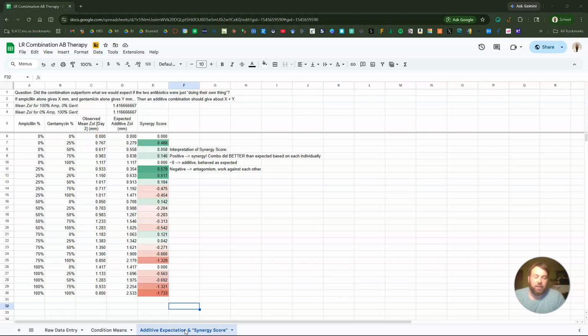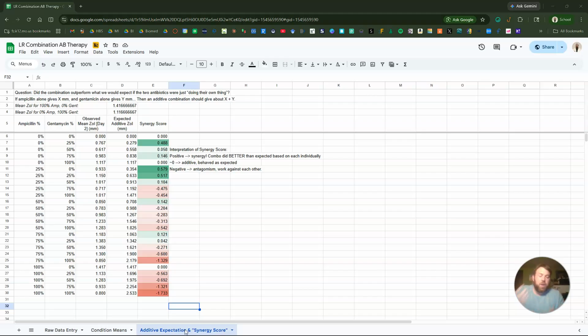If, let's say, we were to add ampicillin into a plate and we expected a zone of inhibition of 1 millimeter, and we added gentamicin to a plate and we expected a zone of inhibition of 2 millimeters. Well, by the transitive property, we should expect that if we add those two together, it would be 3 millimeters of zone of inhibition because they should work independently of one another.